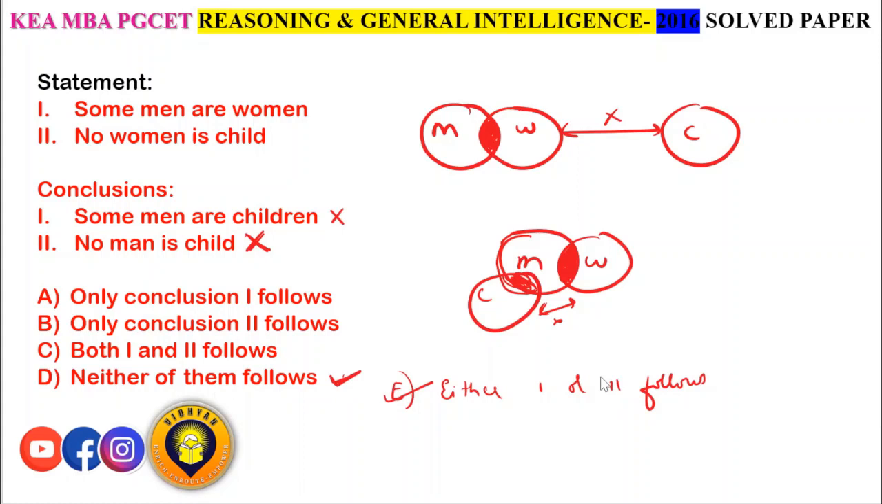But remember, since only 4 options were given here, the only option you can go for is neither of them follows. But in our bank exams, the actual answer here will be either 1 or 2 follows. Right, let's move on to the next question.